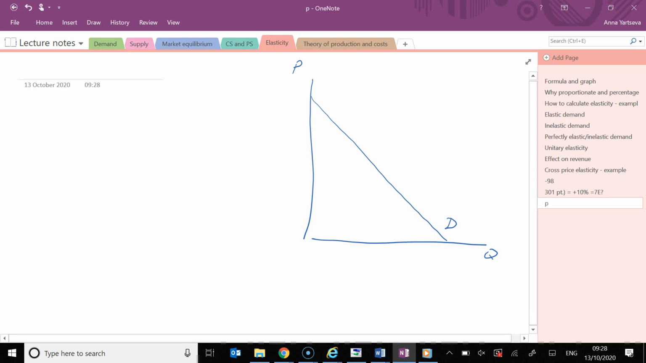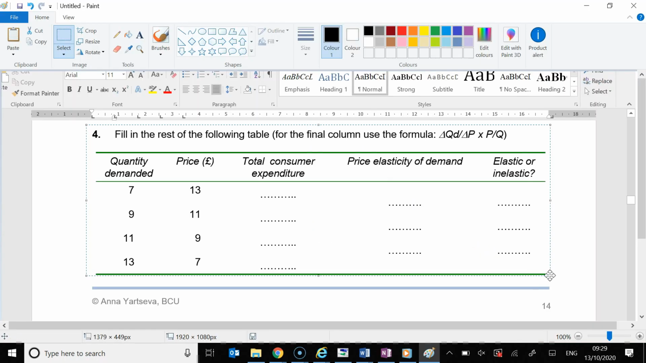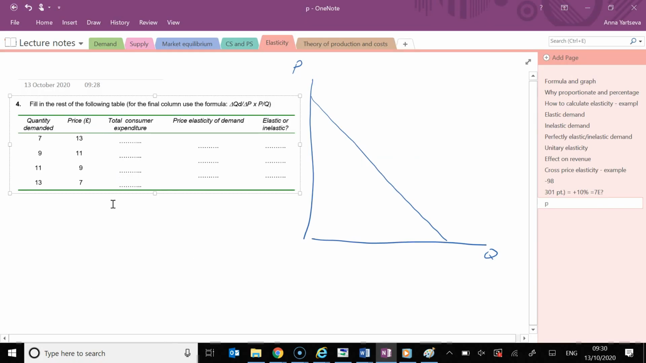What I recommend for this particular exercise is that you write down all your steps, all your calculation steps, not just the answer, because otherwise when you start revising, you won't really remember most of it. You need to know calculations. You need to see the calculations. So let's have a look.